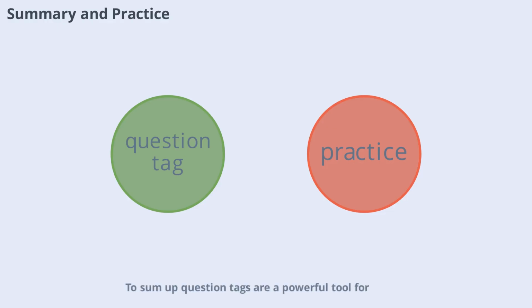Sum up: question tags are a powerful tool for making your English more interactive and natural. Remember the basic rules: balance positive and negative, match the auxiliary verb, use the right pronoun, and pay attention to intonation. Watch out for exceptions like "I" and using "they" for indefinite pronouns. With practice, you'll use question tags confidently in any conversation.